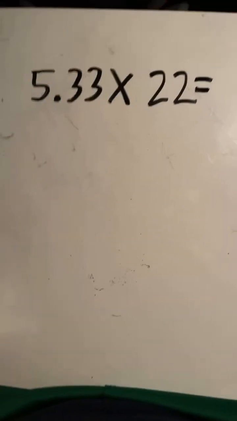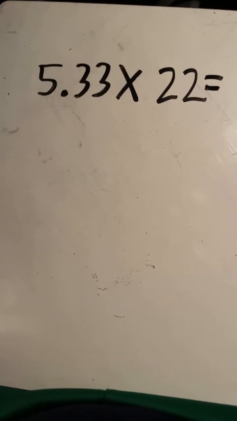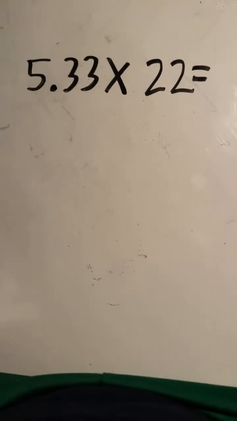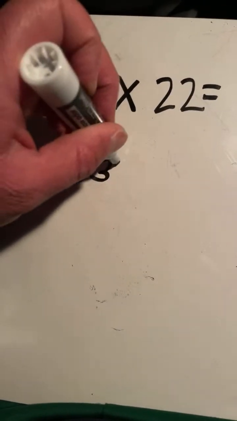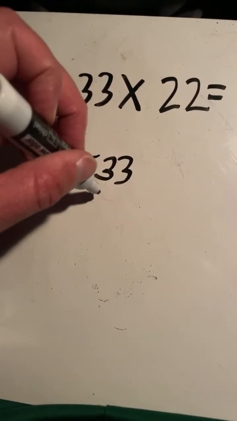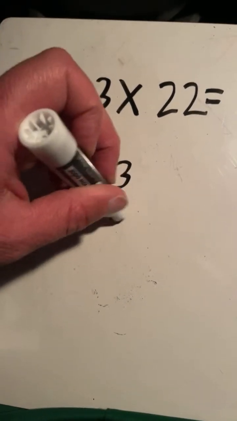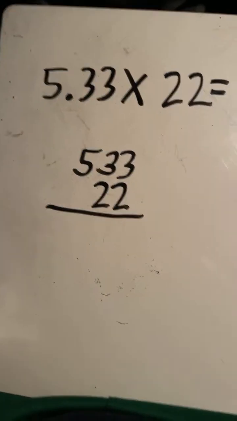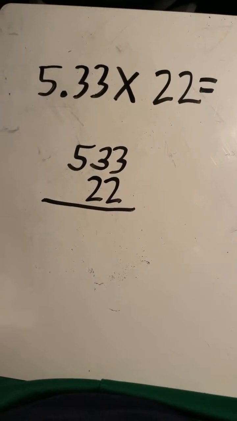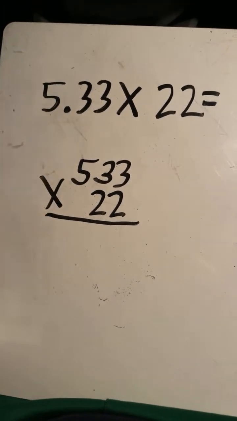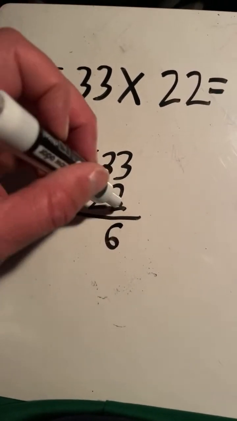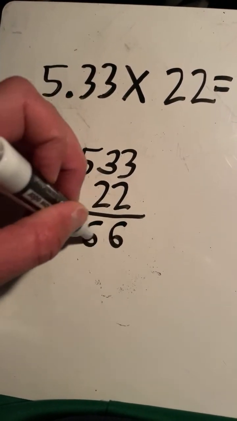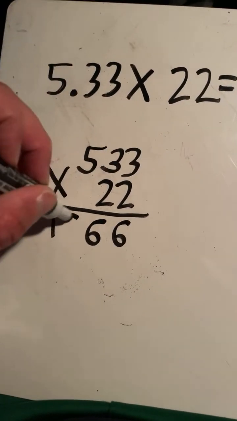All right, so next example, we have 5 and 33/100 times 22. So again, starting off, we're going to write it as if it were a whole number. We're not going to worry about the decimal point to start. We're going to write it as a whole number and multiply. So 3 times 2 equals 6. 3 times 2 equals 6. 5 times 2 equals 10.